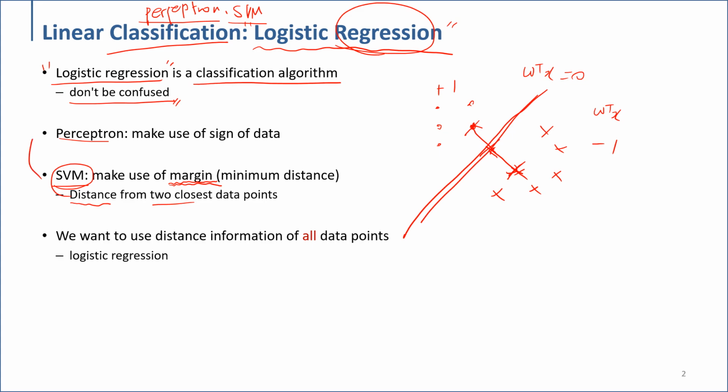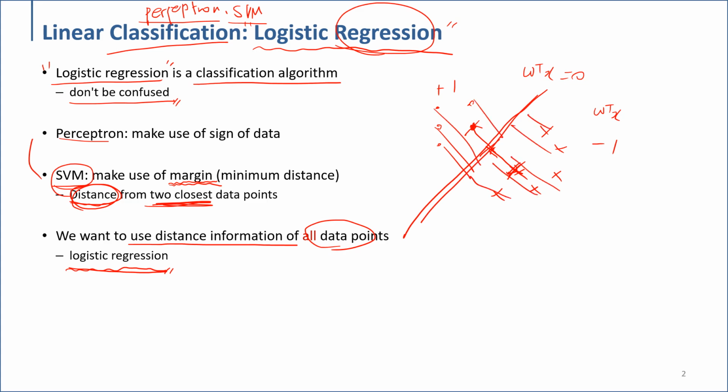And finally, what we are gonna cover for today is logistic regression, which is using distance information of all data points. So please don't be confused. In the SVM, we just calculate the distance from the two closest data. So we just measure the distance from these 2 points. But in the case of logistic regression, we calculate all the distances from these data. So that will be the idea of logistic regression.